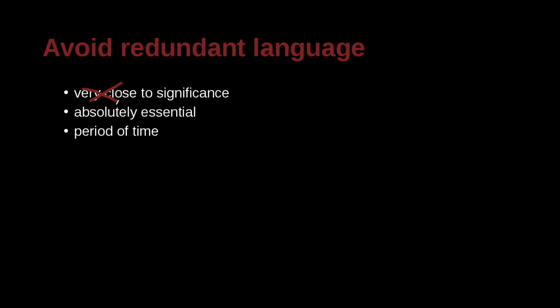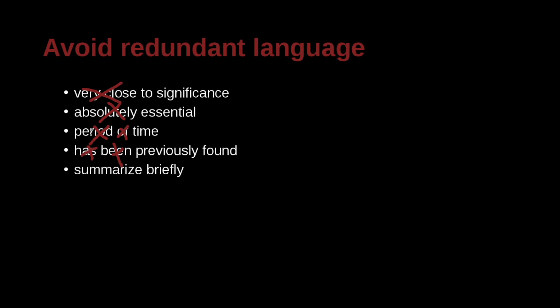Avoid redundant language. Let's do a few more here. Very close to significance. Of course, if it's statistically significant, then it is significant. If it's not, it's not. So you cannot be very close to significant. Absolutely essential. These are two of the same word, right? You could just say essential or you could say absolutely. Period of time. Time is already a period, so you don't need to have a period of time. Has been previously found. Of course, previously found is very clear. You do not need to say has been.